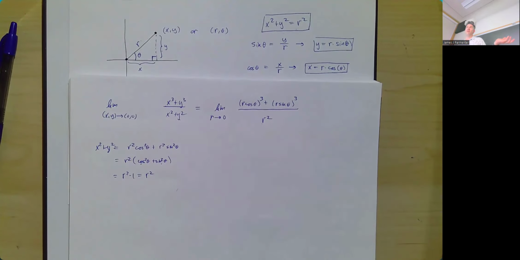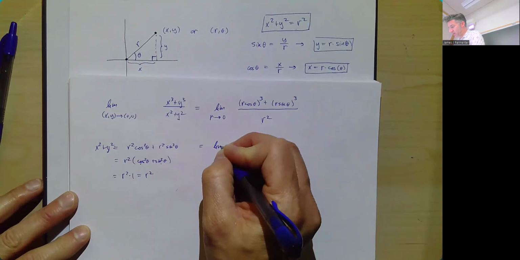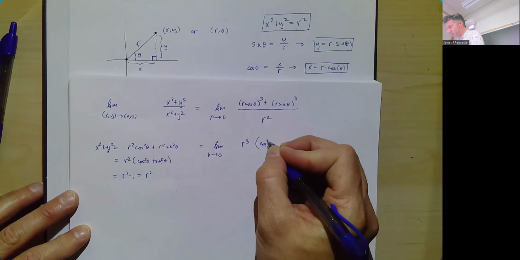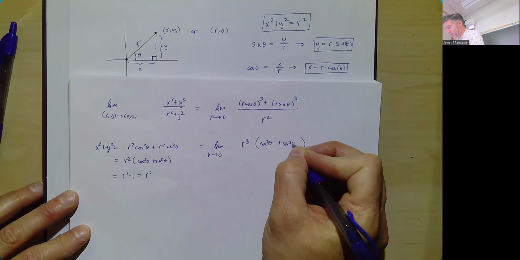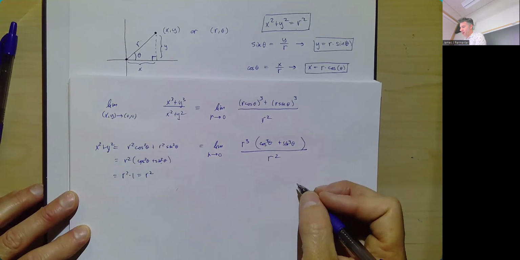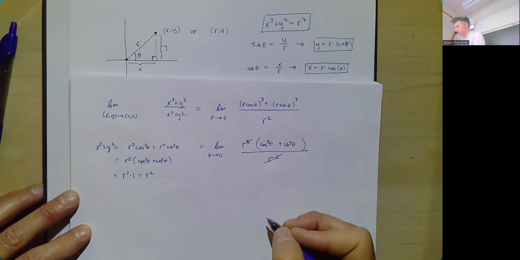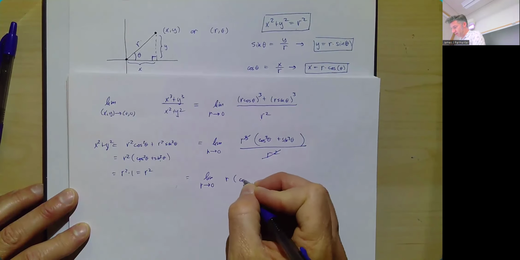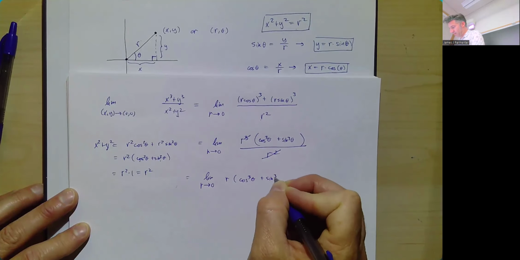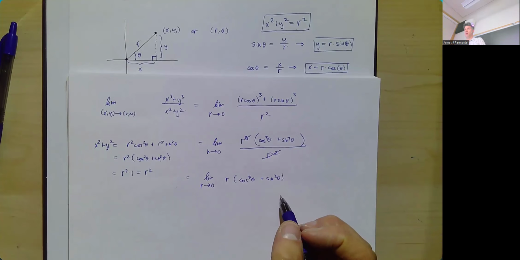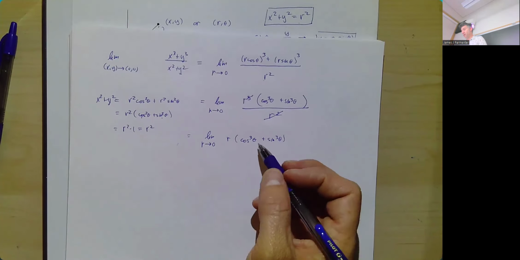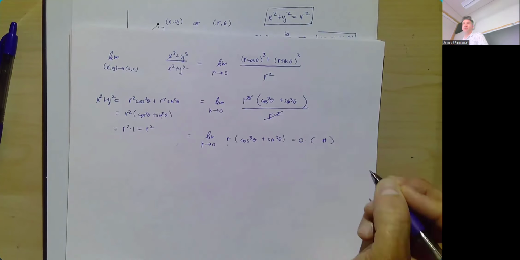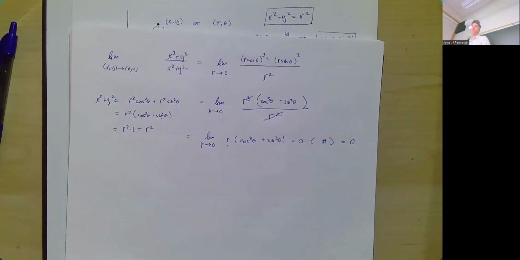Now we're going to try and cancel as much as we can. So I'm going to write this as the limit as r goes to 0. I can factor out r cubed, leaving cosine cubed theta plus sine cubed theta, divided by r squared. I can cancel an r squared with an r squared. I'm left with the limit as r goes to 0 of r times cosine cubed theta plus sine cubed theta. Whatever cosine cubed theta plus sine cubed theta is, it's some real number. But as r goes to 0, you're getting closer and closer to 0 times it doesn't matter what. 0 times a real number is just going to be 0. And we're done.